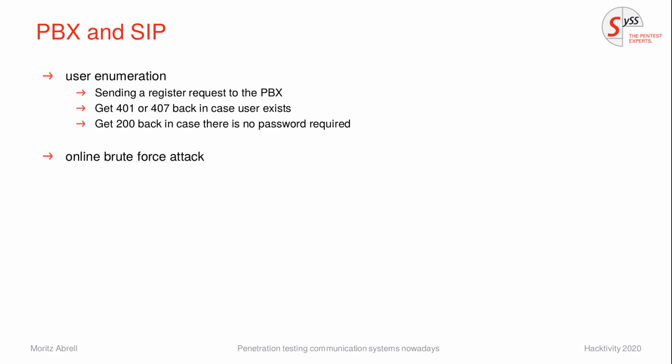And the next problem is that SIP extensions often have weak passwords like 12345 or 000 and so on. That's why online brute force attacks are often possible and, combined with user enumeration, also successful.